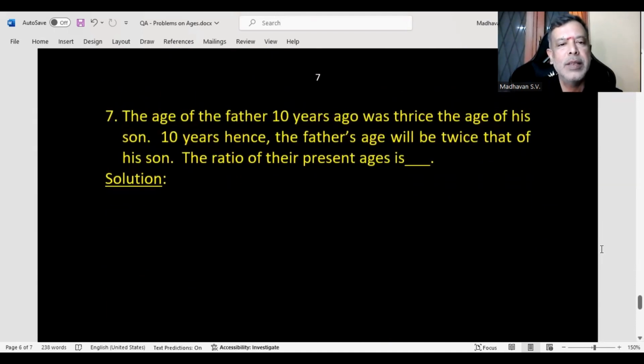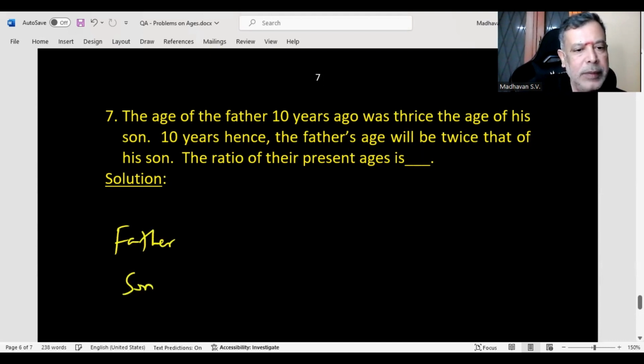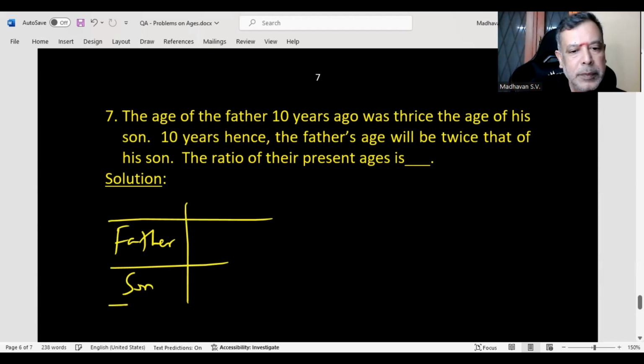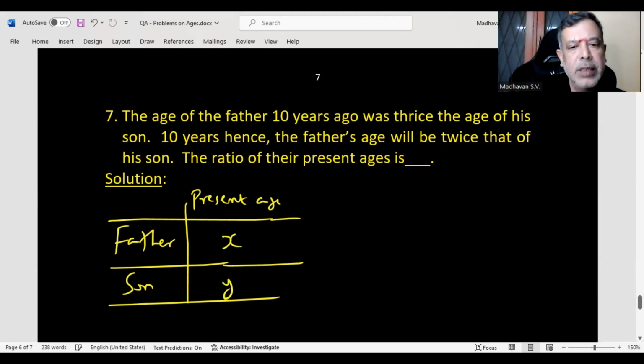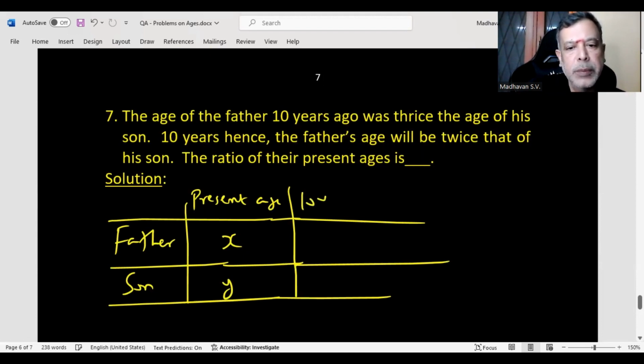Here it says, the age of the father 10 years ago was thrice the age of his son 10 years hence. So 2 time periods. Let us do a table. Father, son. Consider present age. Consider father's present age as x, son as y. 2 time periods. One is 10 years ago. One is 10 years hence.